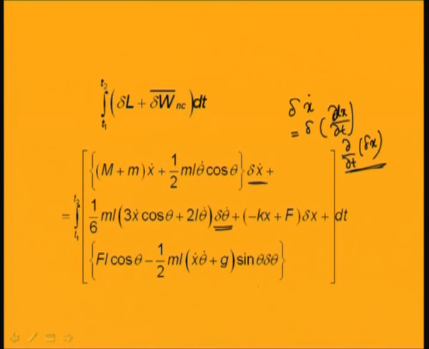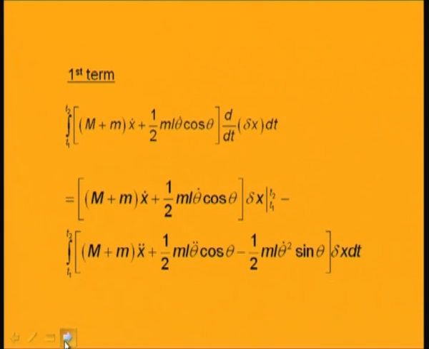So delta theta also you can write as del by del t of delta theta, and you are integrating it with respect to dt. So the integration will be like this. So this term I have expressed in this form. The first term I have exchanged as d by dt of delta x dt, and in the second term also I have written in the same way.